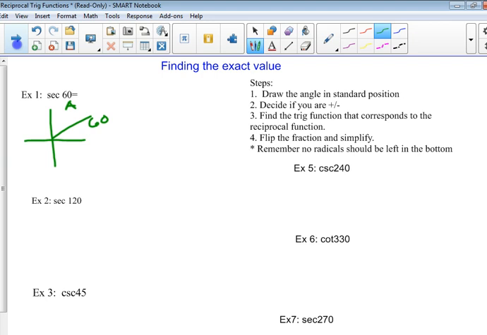Positive, good. All right, awesome. So we know we have something that's positive. Now, here's the big thing. We want to find the trig function that corresponds to the reciprocal function. Instead of secant, I'm not going to find secant. What could you guys find instead? What does it go with? Cosine, good. So I'm going to find the positive cosine of 60.